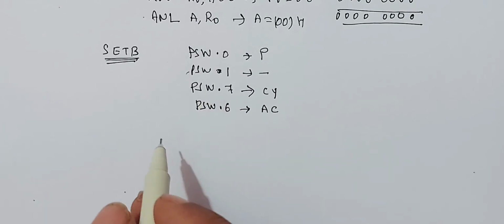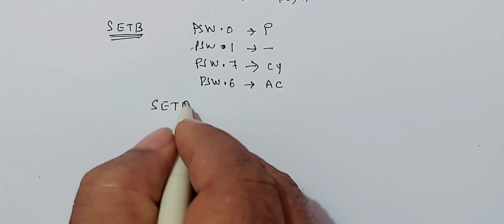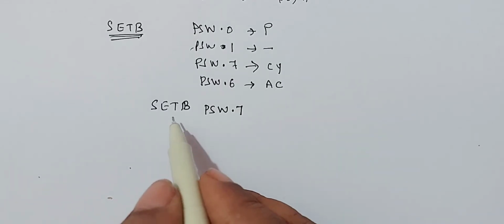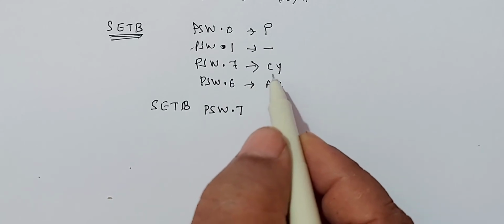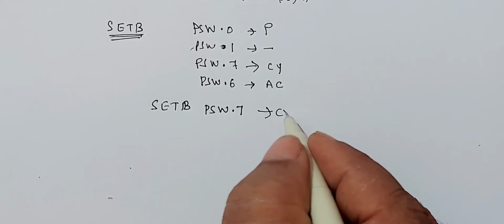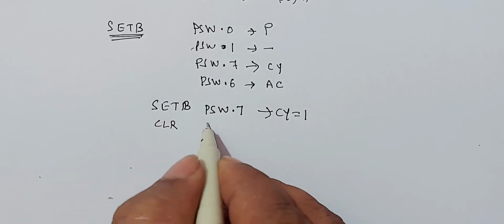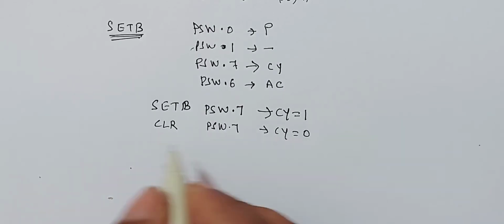Example, SETB PSW.7. What does it do? Program status word bit 7 is the carry flag, so it makes the carry flag 1. SETB PSW.7 means it makes the carry flag 1. CLR, clear, PSW.7 means the carry flag goes to 0. Clear means it clears the content.